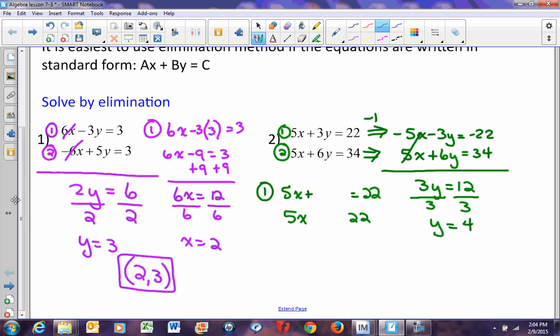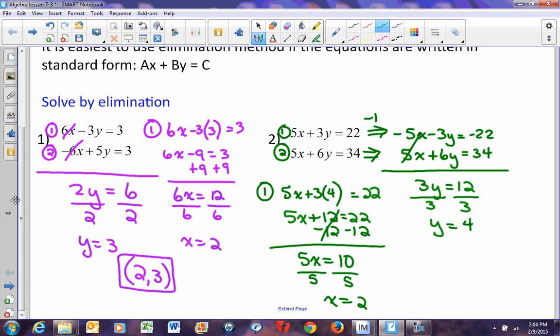So back to this, 5x plus 3 times 4. I knew that didn't look right. So that's going to be plus 12 equals 22. Subtract 12. These will cancel. 5x equals 10, divided by 5. X equals 2. So my coordinate pair is 2, 4.